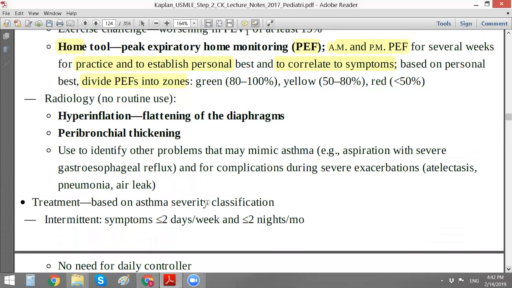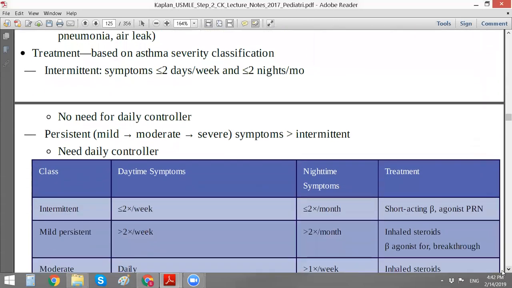Treatment is based on asthma severity classification. This chart is very good. Intermittent: symptoms less than 2 days per week and less than 2 days per month. There is no need for a daily controller, just as-needed short-acting beta agonist.